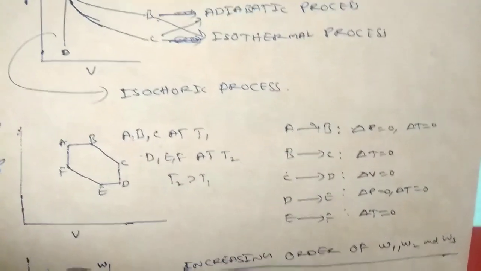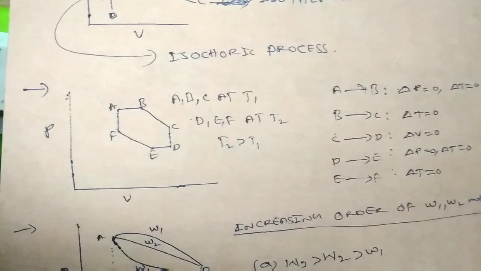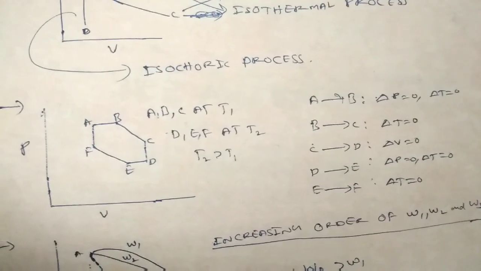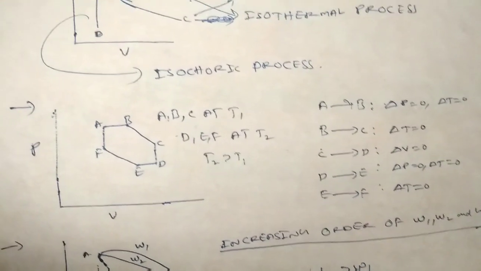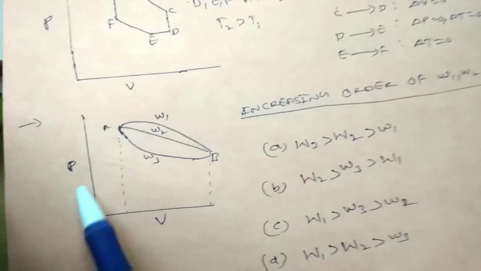So that is how we have to identify. Simply, they will give the plot between pressure and volume and ask us to identify the thermodynamic process. Got it? So let us see one previous question given here. The graph is again given between pressure and volume.